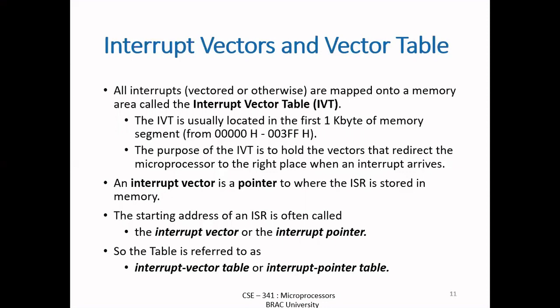Every ISR has some kind of instructions stored in it, right? For any instruction, we know we have to find out the CS and IP value. The starting address of an ISR is called an interrupt vector or interrupt pointer. We have to remember these terms. One is the interrupt vector table, where the starting address of the ISR is stored, and in the vector table, each starting address of an ISR is called an interrupt vector or interrupt pointer. So that's why the table is referred to as an interrupt vector table, or we can say interrupt pointer table.